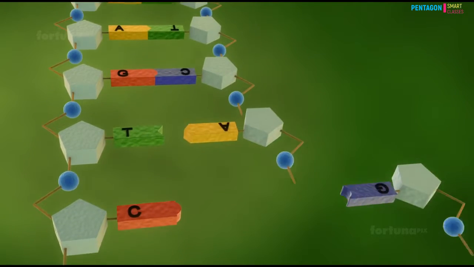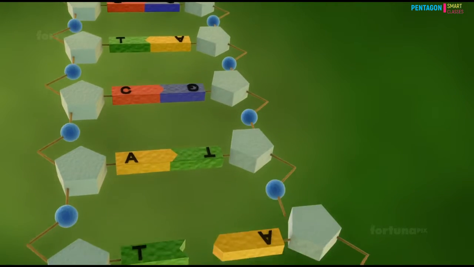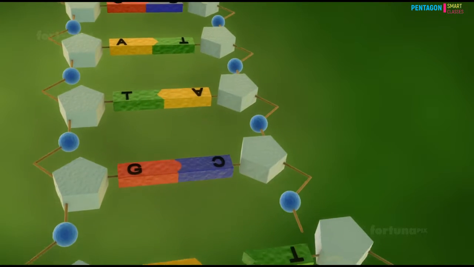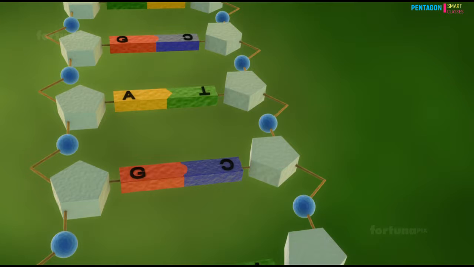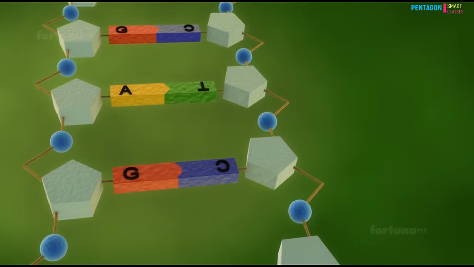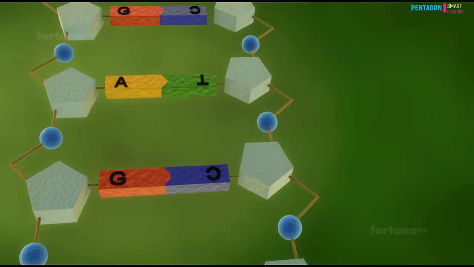2 strands of nucleotides pair together in a specific way. Adenine pairs with thymine, and guanine pairs with cytosine. 3 hydrogen bonds are present between C and G, while 2 hydrogen bonds are present between A and T. AT and GC base pairs are said to be complementary.